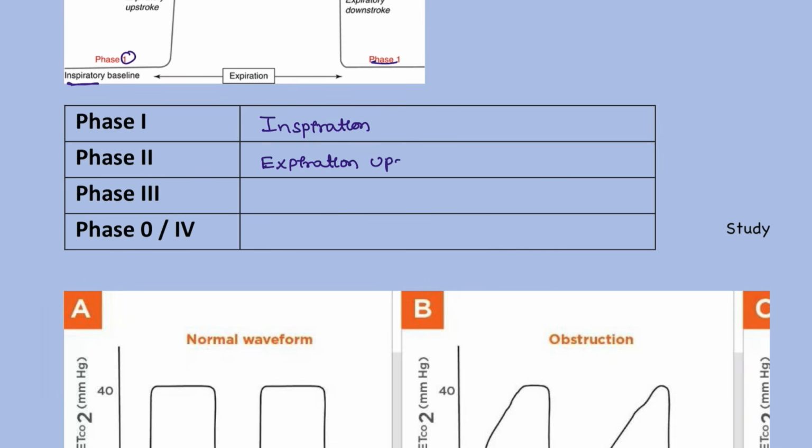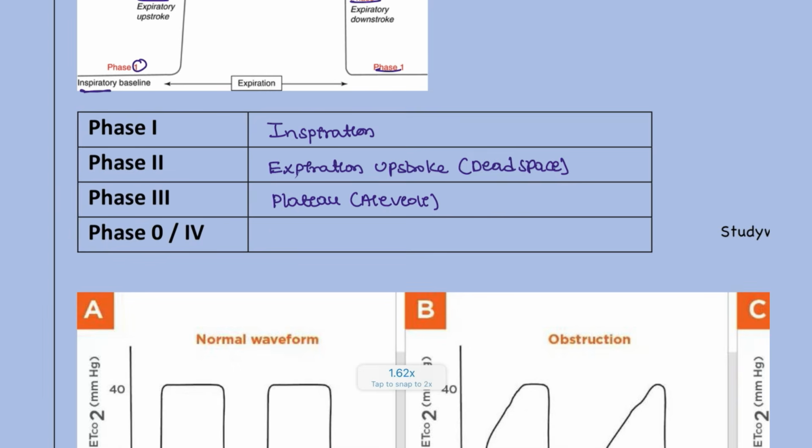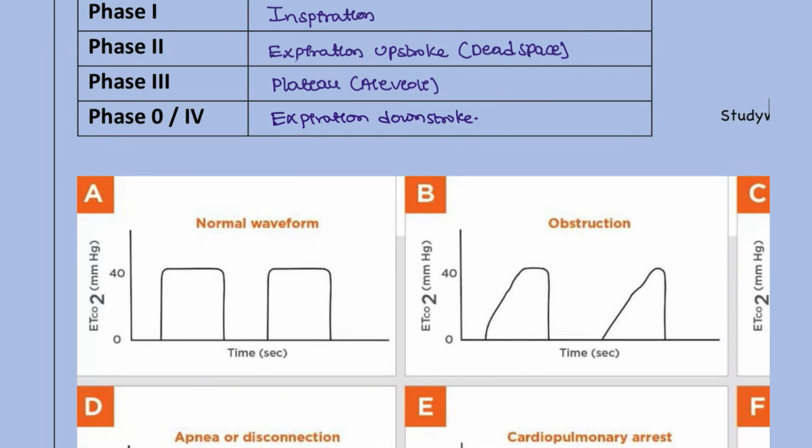Early expiration, like the upstroke, and here the dead space is mixed. Dead space is mixed in phase 2. And this is the plateau phase, where all the alveolar mixing will be seen. And phase 0 or phase 4, we can say this is the expiration downstroke. That means our expiration is already done and we are having the inspiration, that is seen with phase 0.